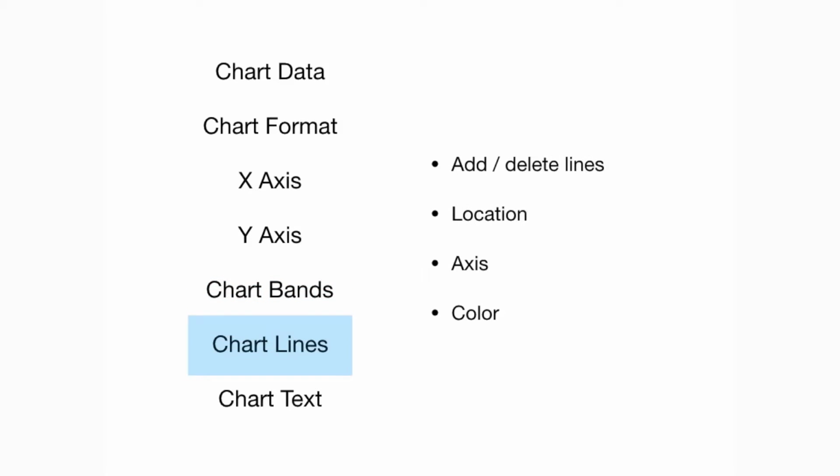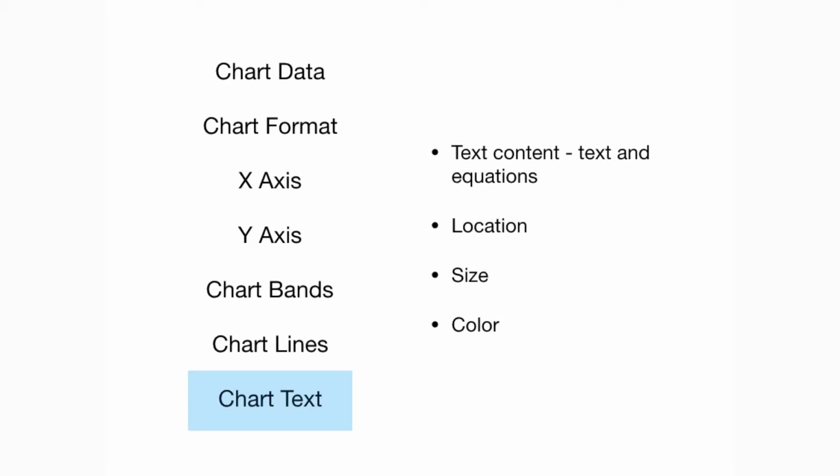To place a line in the chart, you select the chart lines option. You can add and delete them here, set their location, and their axis and color as well. Now, chart text is a little bit more involved. You can add text to it by selecting it, set its location, size, and color, but you can also set variables on it. We're going to show how to do that in just a second.